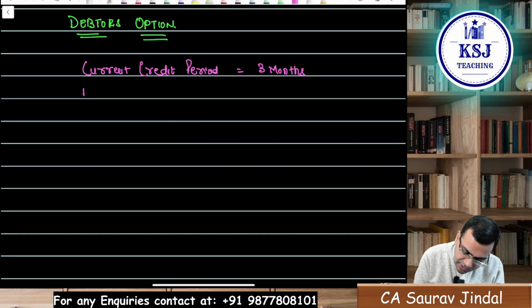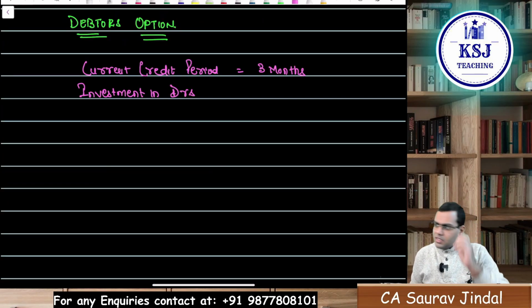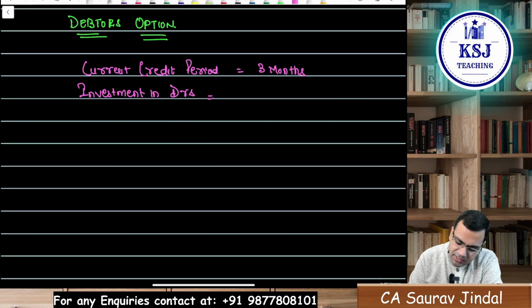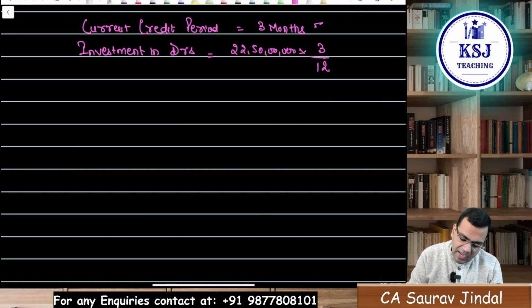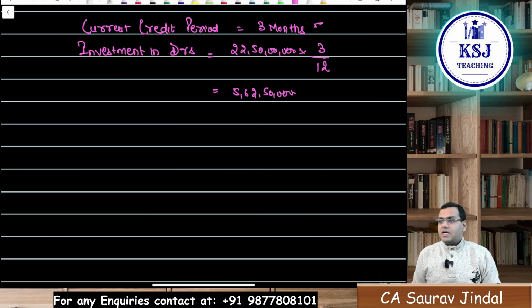So, what is your current investment in the debtors? What does it mean? It means you have a total cost of sales of 22 crore 50 lakhs. So what is the investment for 3 months, because after 3 months you are going to collect the money? At one point of time for working capital, that comes to 5 crore 62 lakh 50,000. This is your investment in the debtors under the current situation.